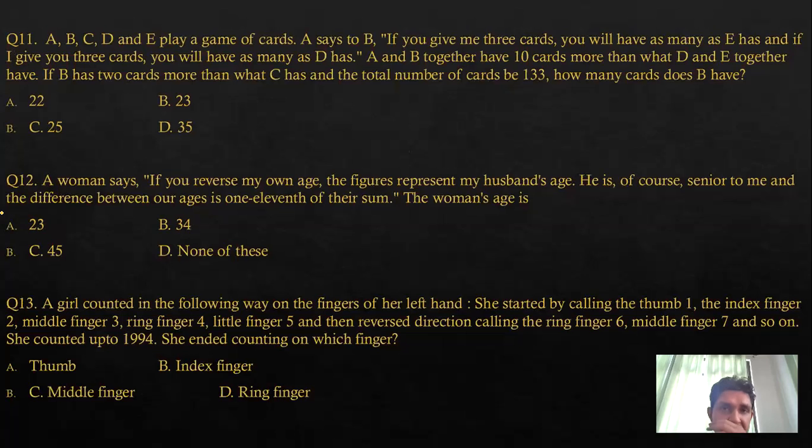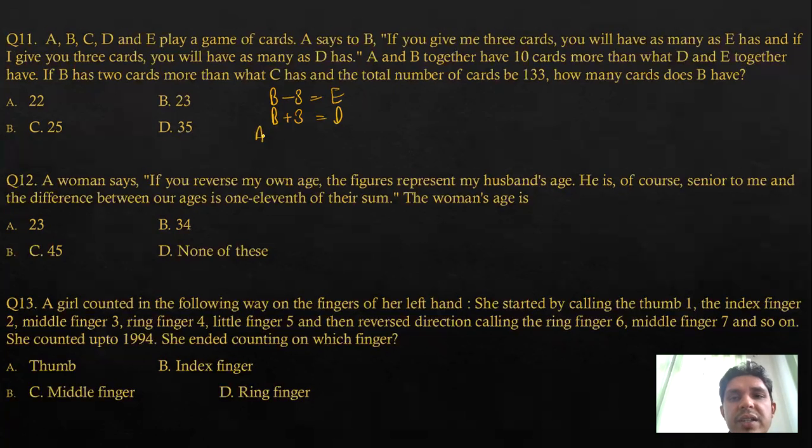how many cards does B have? So students, for this question also we can make equations. If you give me 3 cards, you will have as many as D has. So A is saying to B, that means if 3 cards are taken from B, B will have as many cards as E has. And if I give you 3 cards, that means B plus 3, so B will have the cards equivalent to D.